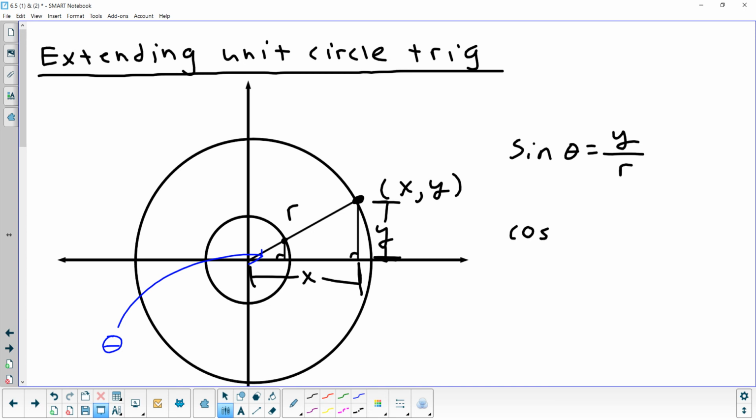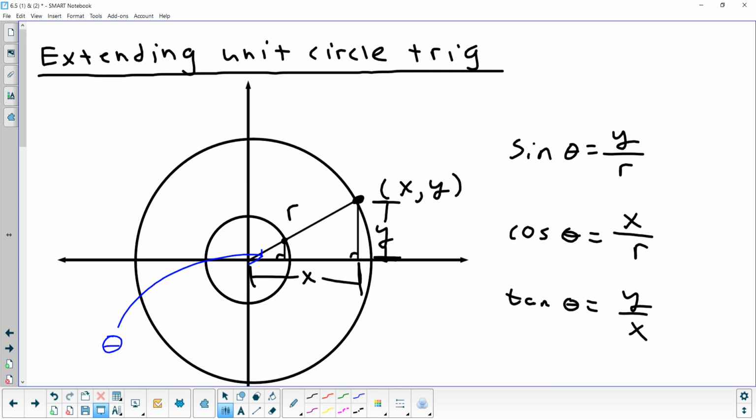Let's look at the cosine. Cosine is adjacent over hypotenuse. What side is adjacent to theta? Yep, x. And the hypotenuse is r. Tangent. Anyone have a guess what the tangent's going to be? It's actually the same thing that it was on the unit circle. Michael? Y over x. Y over x.